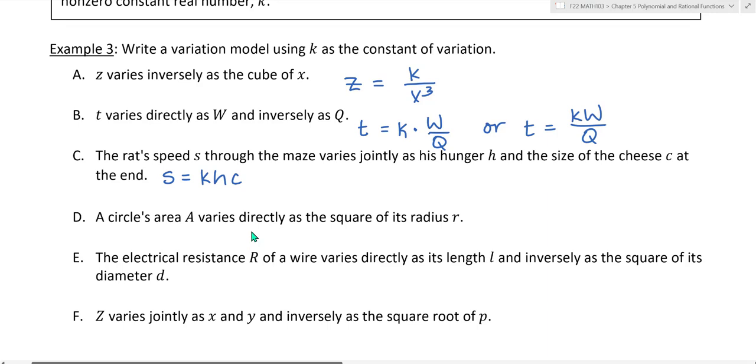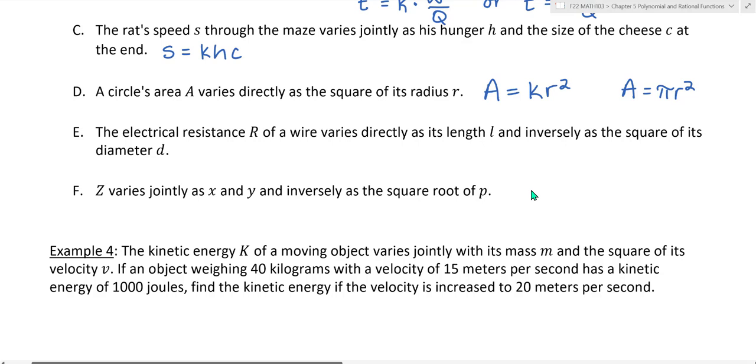Part D. And you might pause these and see if you can try it and see if you get the same thing. So a circle's area A varies directly as the square of its radius R. So A varies directly. A equals K, and then as the square of R, so R squared. And if you know what the area of a circle is, then you know what K is. A equals pi R squared. So actually K would be pi. All right, a couple more.